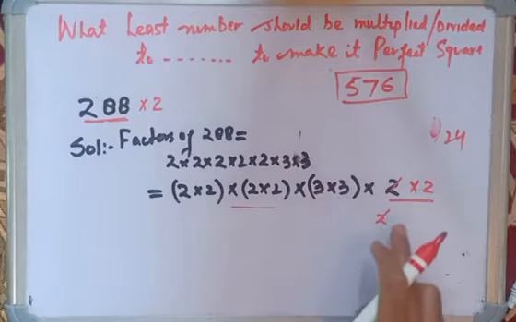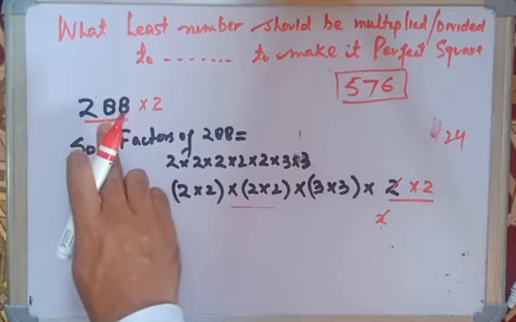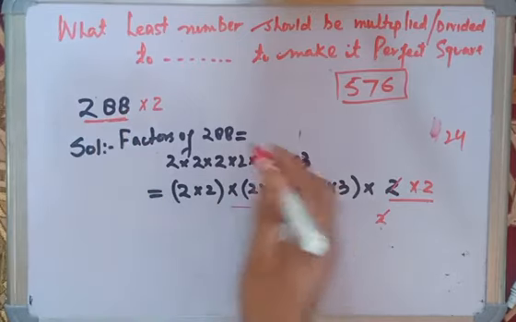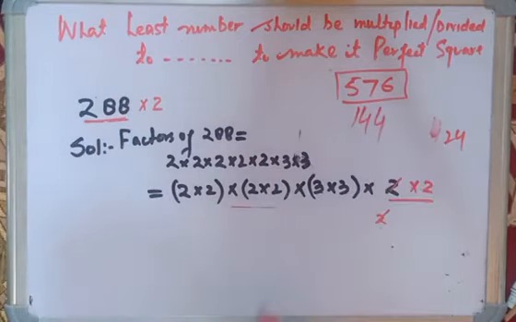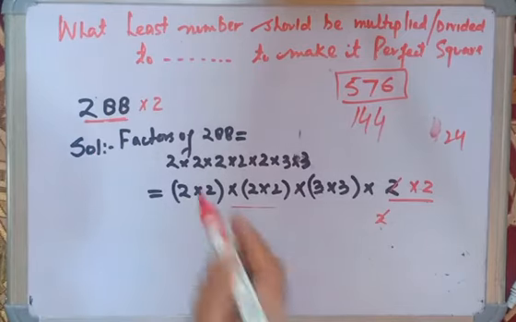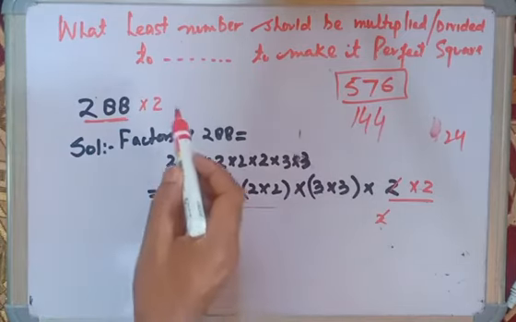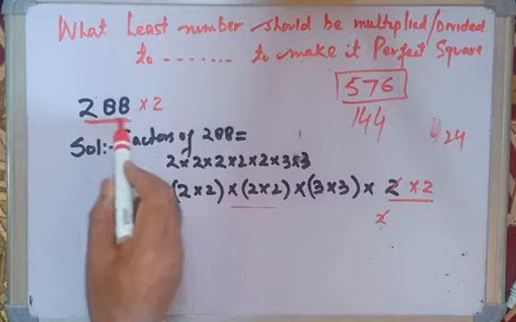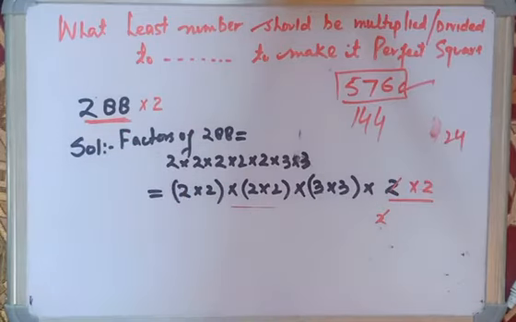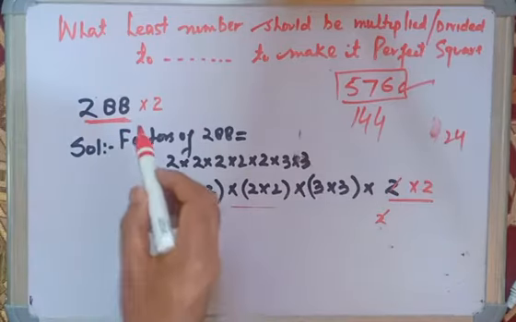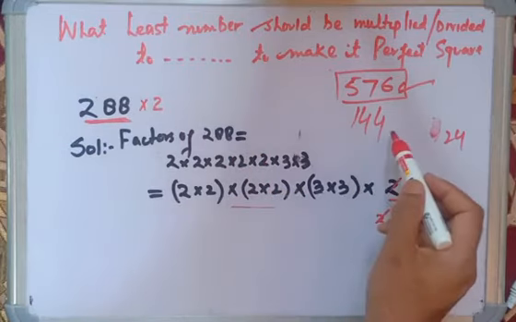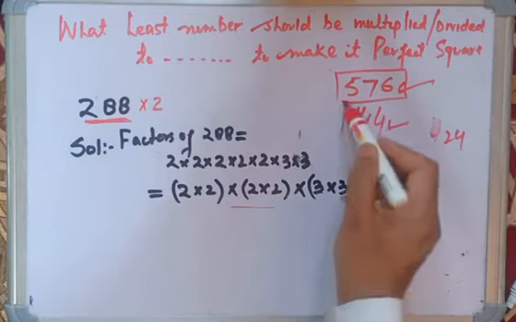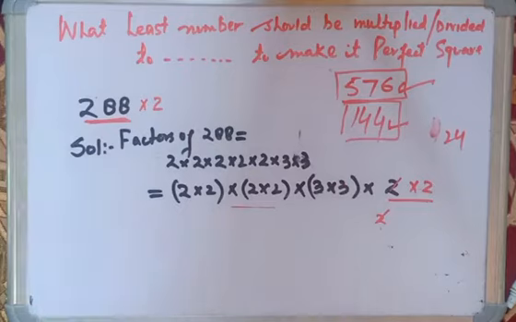Then if you divide this number by 2, you'll get 144, which is also a perfect square. So we can say that the least number is 2. It can either be multiplied to this number in order to make a perfect square, and it will change into this number, or we have to divide this number by 2, so that will change this number into 144. In both ways this number becomes a perfect square.